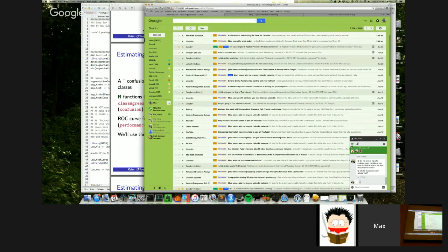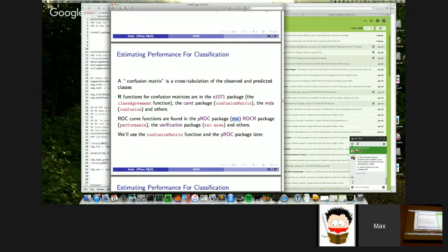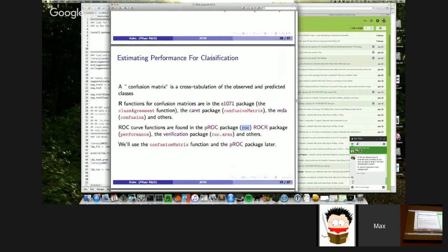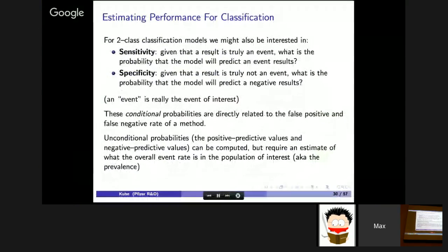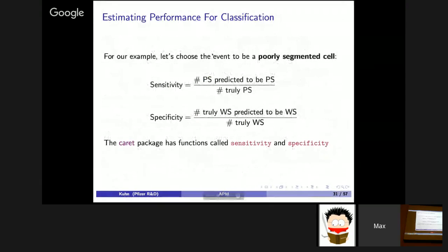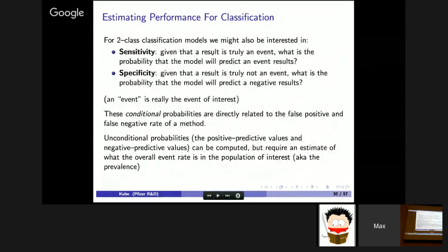All right. Let me jump back here. So let's talk about sensitivity and specificity. When we have two classes, the event I'm most interested in predicting is the poorly segmented samples, because those are the ones I want to get rid of when we're doing our data analysis. We can think about sensitivity and specificity, and those are sort of like class-specific accuracies.